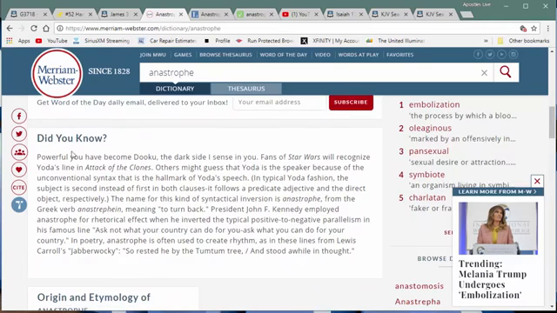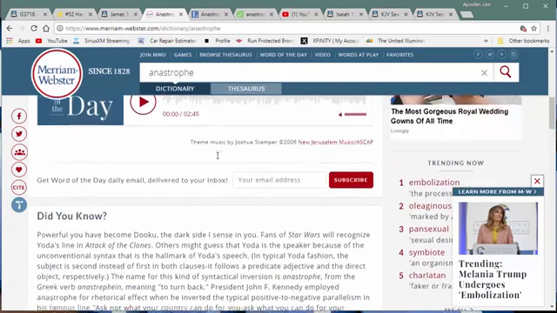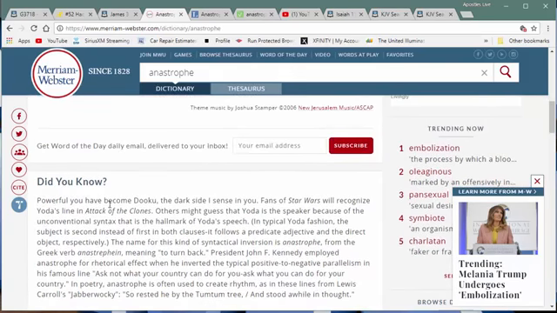Let's read this here, which will bring in the understanding. Did you know, concerning the word, right? "Powerful you have become, Dooku. The dark side I sense in you." Fans of Star Wars will recognize Yoda's line in Attack of the Clones. Others might guess that Yoda is the speaker because of the unconventional syntax. Syntax means word or words.